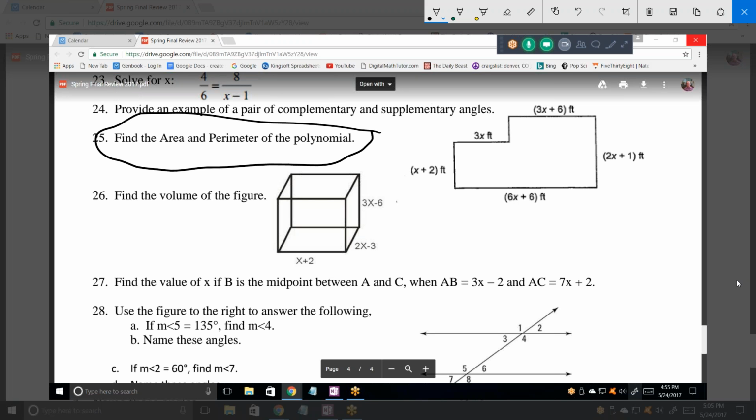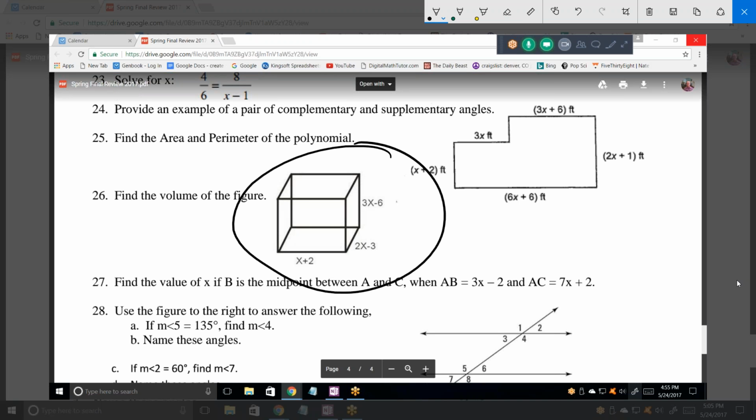So this polygon is not a specific polygon. It is a function of x, which means its perimeter is going to be a function of x, and its area is going to be a function of x. Even though they don't tell you that when they ask you the question, it'd be easy to spend a lot of time trying to come up with a number. Can't do it.